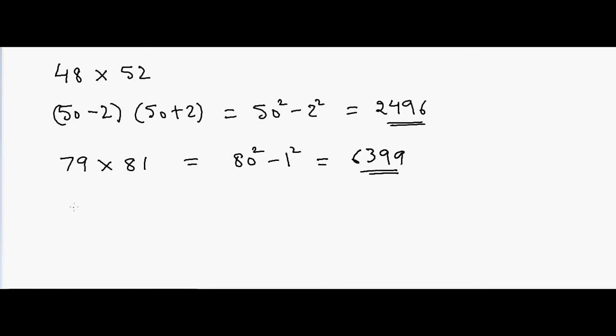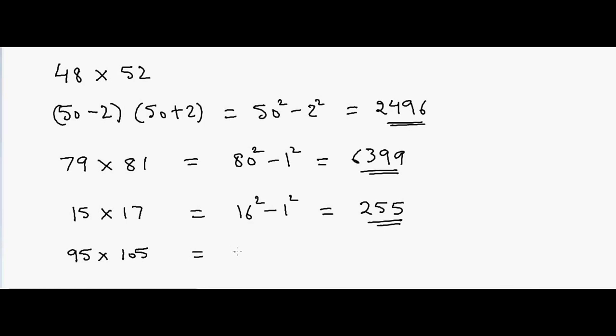Suppose we have to do it again, like 15 into 17. In that case it will be equal to 16 square minus 1 square. That's equal to 255. Another example is 95 into 105. Here it will be equal to 100 square minus 5 square. So that gives me 9975.